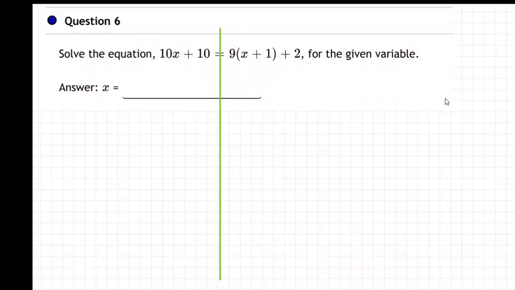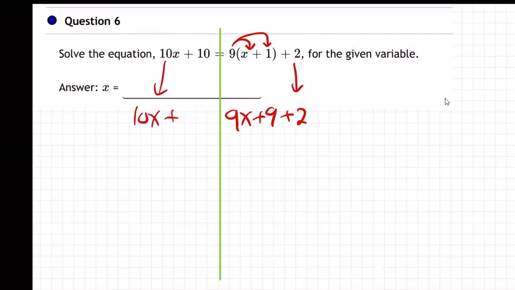Okay, so now you know what we're going to do, right? With parentheses, we distribute through parentheses, don't we? So this is going to become 9x plus 9, and then I just bring down the plus 2, and then just bring these guys down. 10x plus 10. We good to there? Is that making good sense?